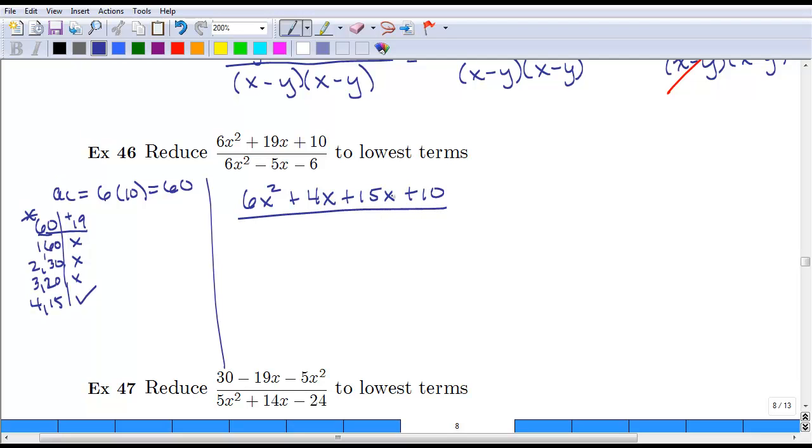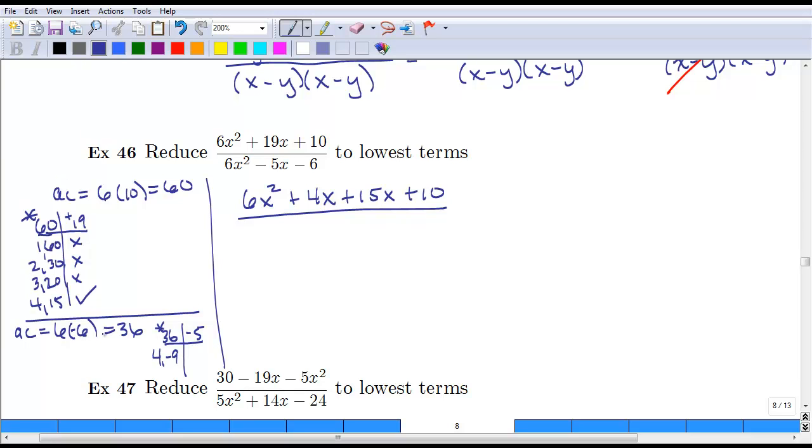We can also do the AC method with the denominator. In that case, we have 6 times 6, which is 36. So we need factors that multiply to be 36 and subtract to be 5. Well, 1 and 36 is not going to work. 2 and 18 is not going to work. 3 and 12 is not going to work. 4 and 9 is going to work. In that case, we would want 4 and negative 9.